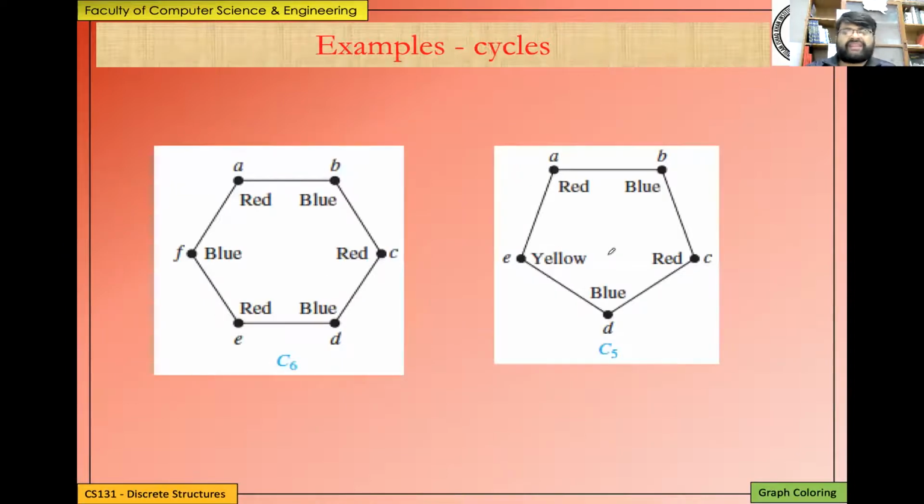So let's talk about cycles then. For a cycle, possibly we might require 2 to 3 colors. For example, for C6, we require basically just 2 colors, red and blue, red and blue, red and blue. However, for C5, we actually require 3 different colors, red, blue, and yellow. And that is true because you can start assigning them colors. If you have an odd number of vertices in a cycle, you'll basically need 3 colors. If you have an even number of vertices in a cycle, you'll probably only need 2 different colors.